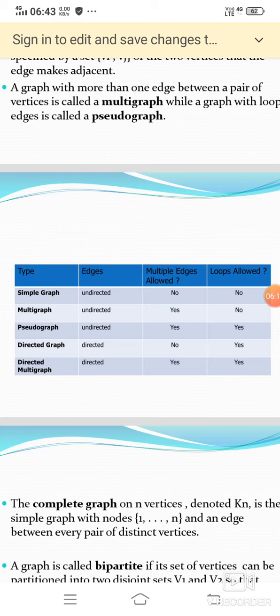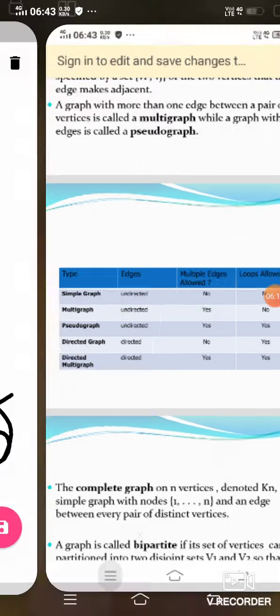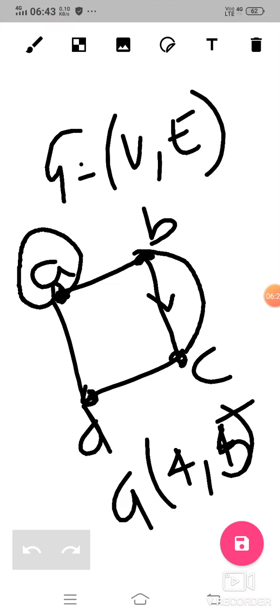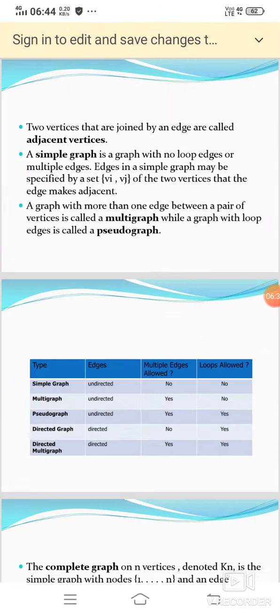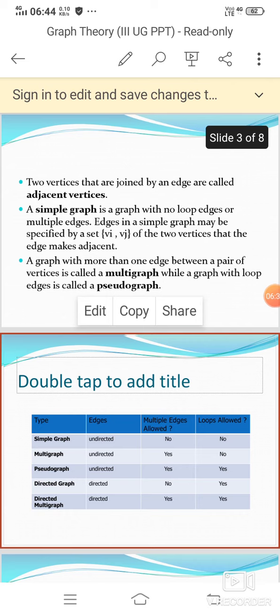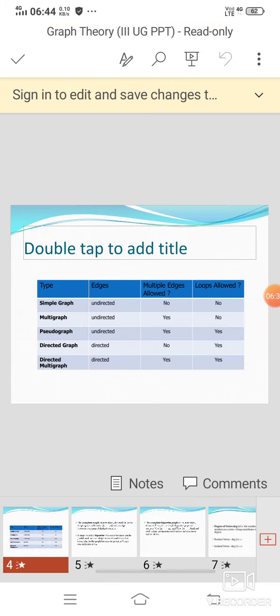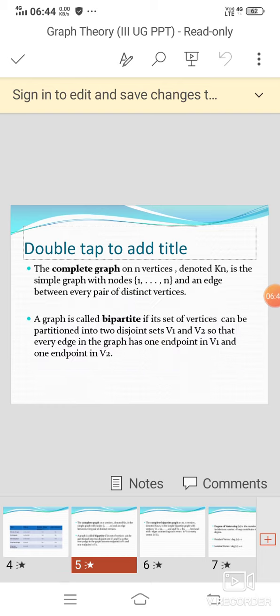Now, what is a directed graph? The graph we have discussed so far is not a directed graph, it is an undirected graph. If we give an arrow mark here, if we give the direction, then it is called a directed graph. So now this is an example for a directed graph. If there is no arrow mark, then it is not a directed graph, right? Okay. And what is a directed multigraph? It is again directed, which has both loops as well as multiple lines.